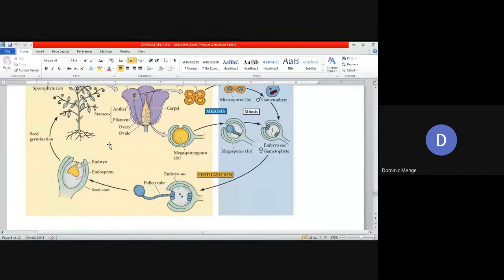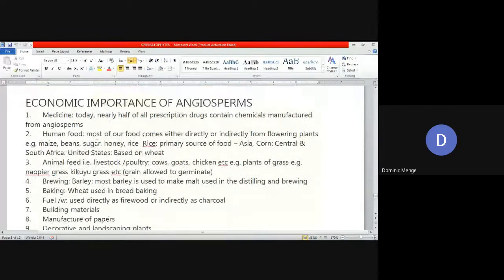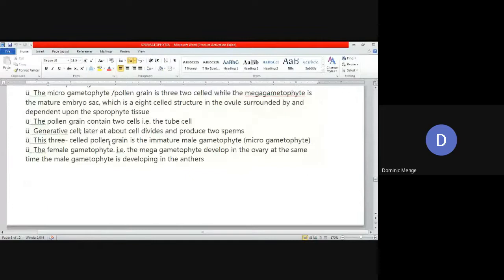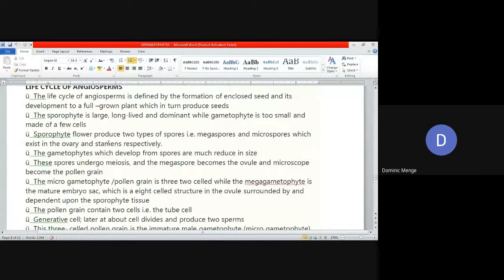So then we have some economic importance of angiosperms. You're going to look at them later after finishing. So whenever you're going to look at the notes, just go through that. And we'll start with the life cycle of angiosperms when we get back next week.